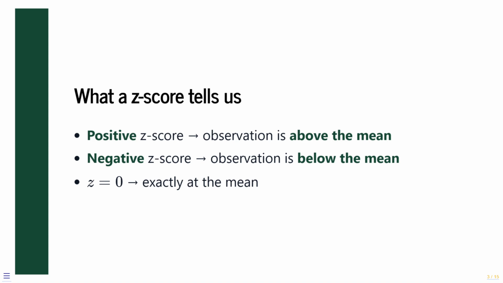Now let's interpret what a z-score actually tells us. The sign of the z-score tells us the direction of the deviation. If the z-score is positive, the observation is above the mean. If it is negative, the observation is below the mean. A z-score of 0 means the value is exactly equal to the mean.